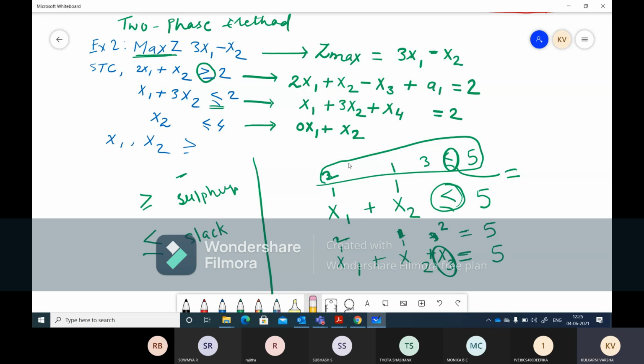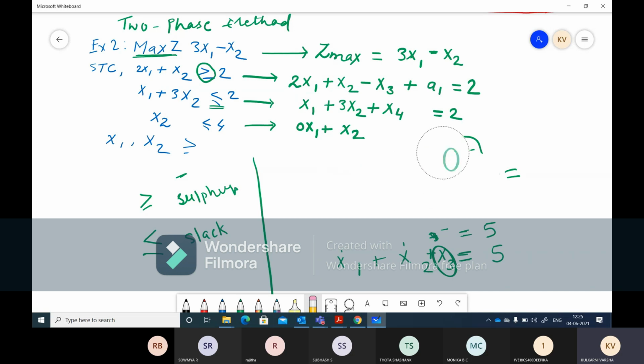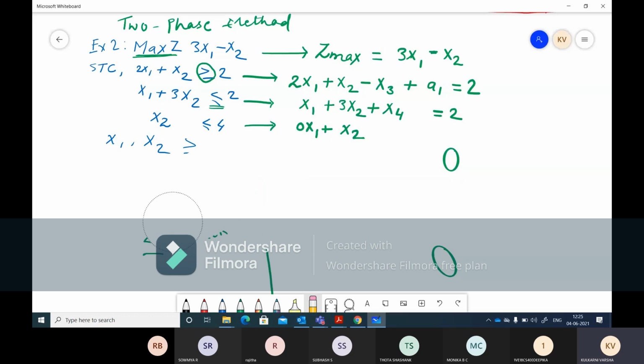In the same way, let's do it for the other symbol. Suppose the equation is like this: x1 minus x2 greater than or equal to 5. And suppose the values are 3 for x1 and 4 for x2, or we'll reverse it. This is plus, no? So 3 and 4.